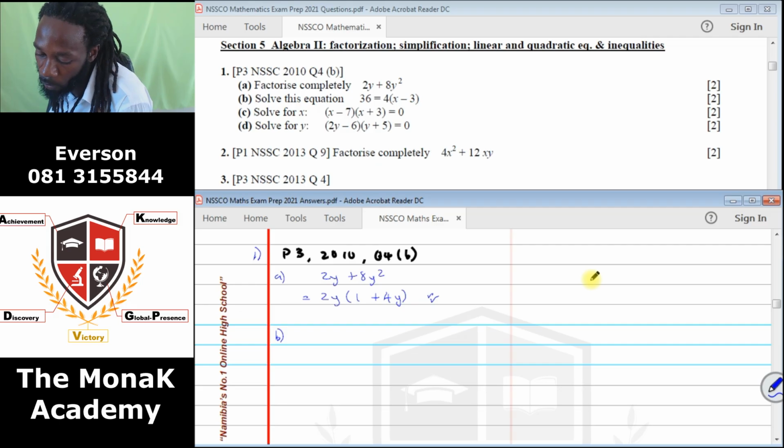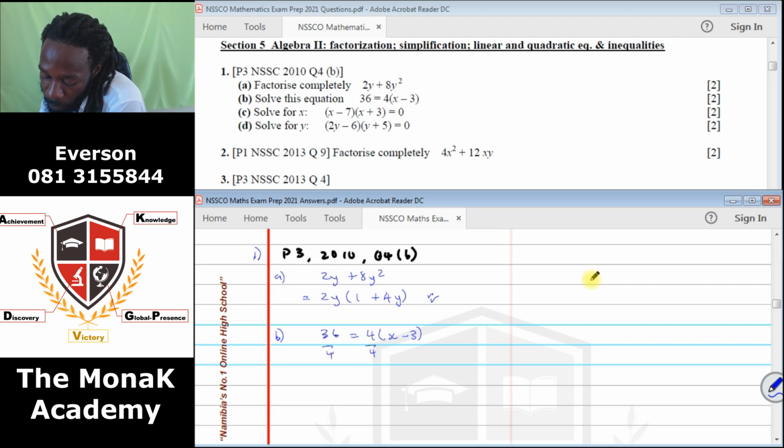It says solve this equation. So we have 36 equals to 4 times x minus 3. Alright, so first thing is we divide by 4. So we get 9 equals to x minus 3. We bring the negative 3 this side, it becomes a positive 3 equals to x. So 12 equals to x. That's how we solve the equation.